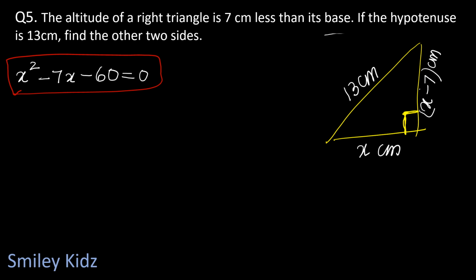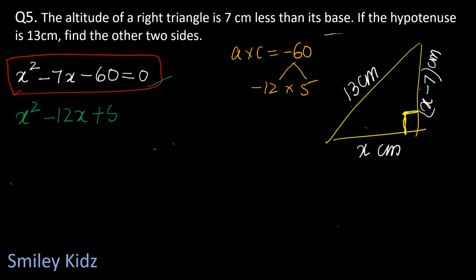Now we're going to find out the roots of this particular quadratic equation by the factorization method. a into c is minus 60. So can we have minus 12 into 5? Well, obviously yes. Now on further simplification of this quadratic equation, we get x square minus 12x plus 5x minus 60 equals 0.